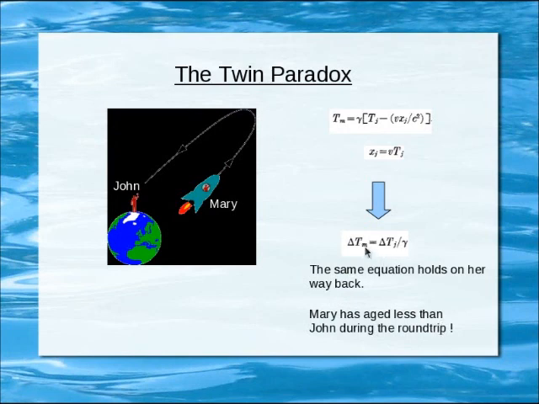And this is so because the same equation holds on the way back, and using exactly the same arguments, you'll get exactly the same equation. Remember, this is from John's point of view. From John's point of view, there are no sudden jumps in the readings of any clocks.